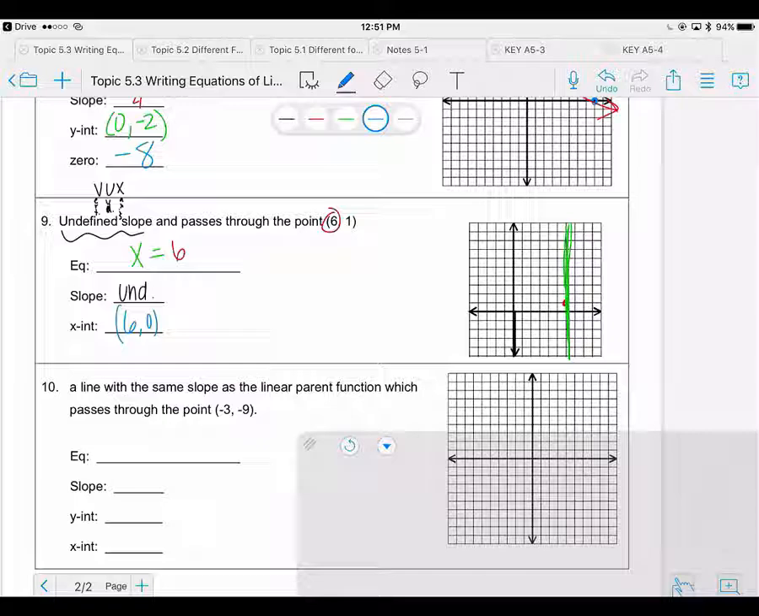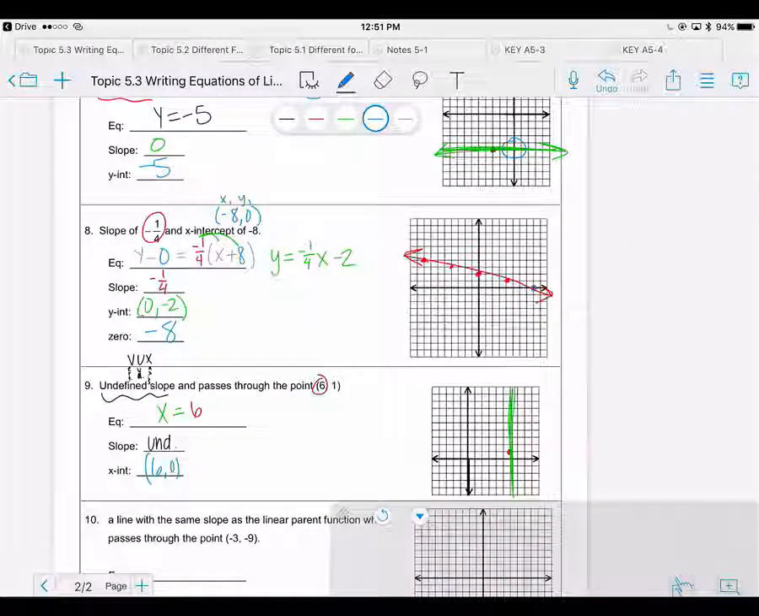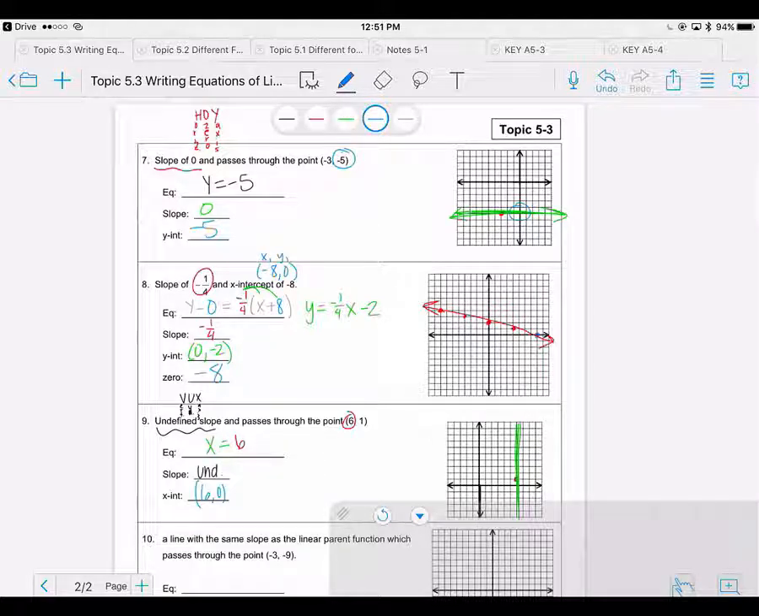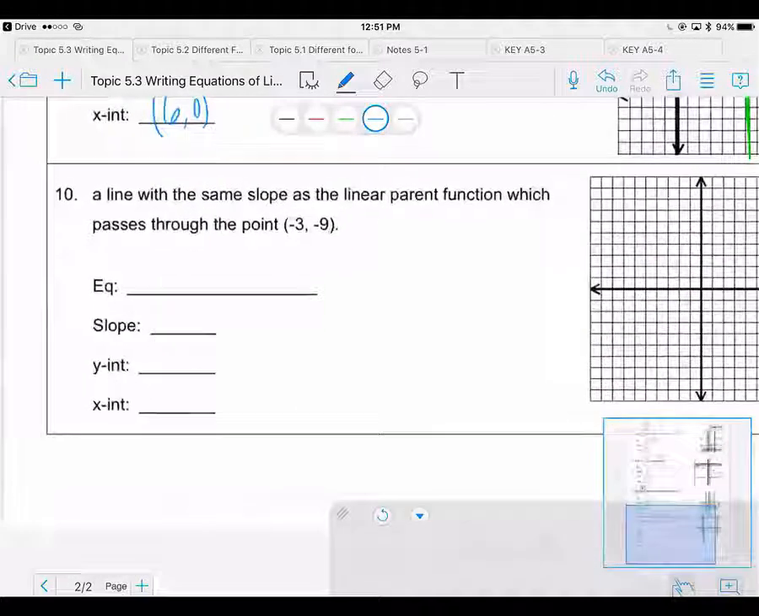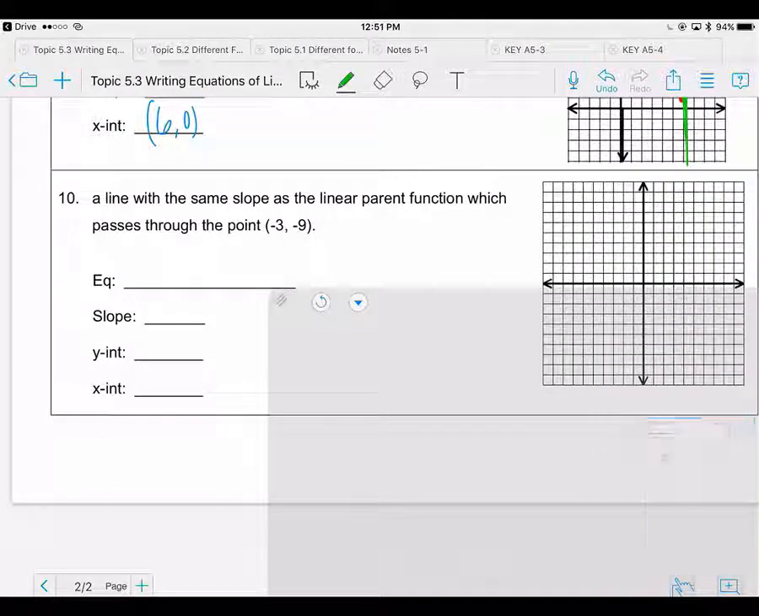So problem 9 and problem 7 are special cases where your lines are straight up and down or straight side to side. Different equations, different slopes, different x or y intercepts that they are looking for depending on what type of line you have. Problem 10 asks us for a line that has the same slope as the linear parent function and goes through the point -3, -9. So remember, the linear parent function is y equals x, which has a slope of 1.